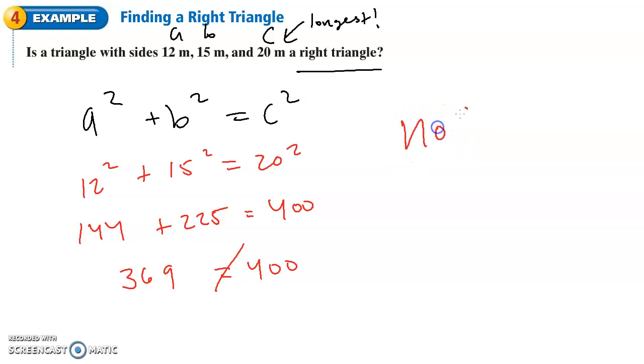So the answer for this one will be no, because it's a yes or no question. Is this triangle with these sides a right triangle? No, it is not. You'll be using the Pythagorean theorem to try to prove or disprove a right triangle's validity. And that is it.